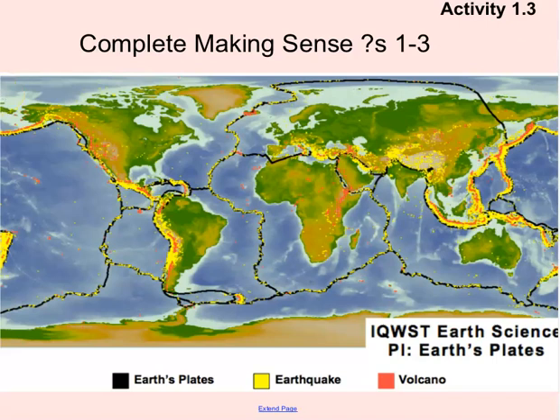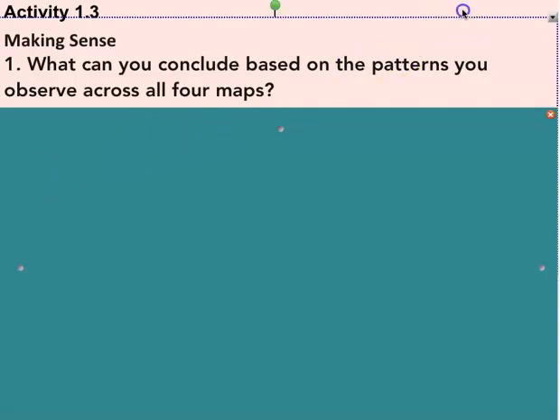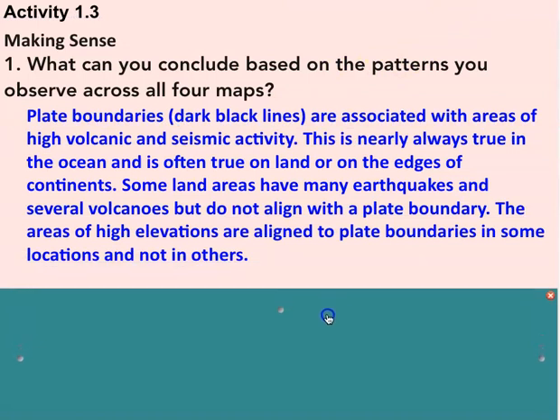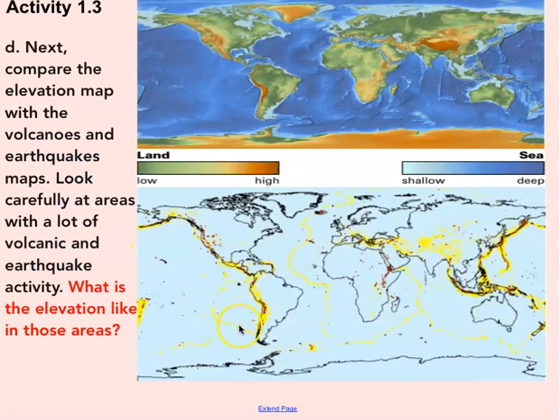All right, so you've had a chance to complete questions 1 through 3. Question 1, what can you conclude based on the pattern you observed across all 4 maps? Well, one of the things you can come up with is that the plate boundaries, which are the dark black lines, are associated with areas of high volcanic and seismic activity. And this is pretty interesting. If I go back to these maps, do you see that right here where it combines earthquakes and volcanoes? Did you notice that it kind of outlines the plates? In fact, some of you might have already come up with that these all seem to be on plate boundaries.